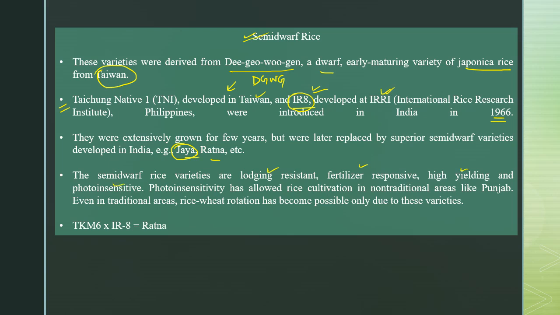This photoinsensitivity has allowed rice cultivation in non-traditional areas like Punjab, and even in traditional areas, rice-wheat rotation also became possible due to this. We developed this Ratna variety from a TKM6 and IR8 crossing.